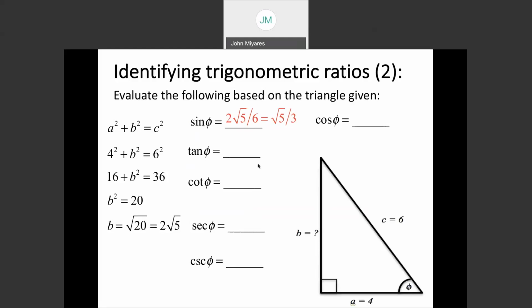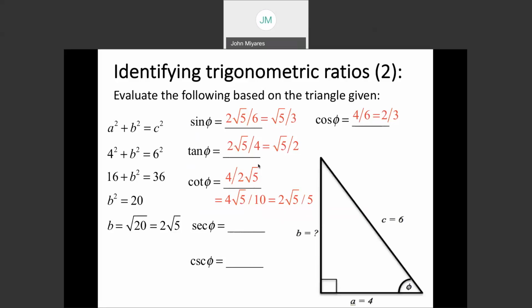The cosine of phi, adjacent over hypotenuse, is 4/6, or 2/3. The tangent of phi is going to be 2 root 5 over 4, which reduces to the square root of 5 over 2. The cotangent of phi is the reciprocal of the tangent, which will give 4 over 2 root 5, which we will want to rationalize by multiplying the top and bottom by the square root of 5. This gives 4 root 5 over 10, which reduces to 2 root 5 over 5.